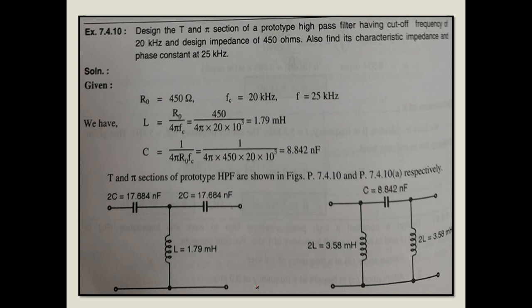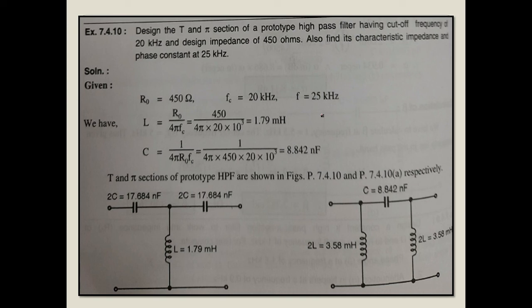Then one more example we see in here. There are different types of examples. The variety of examples I tried to take here, so that this type of example may be expected in the examination. So design the T and pi section of the prototype high pass filter having the cutoff frequency of 20 kilohertz, means Fc is 20 kilohertz and the design impedance is 450 ohm.